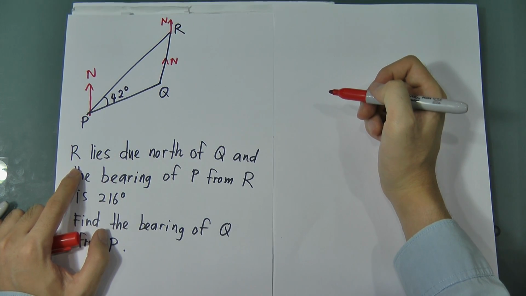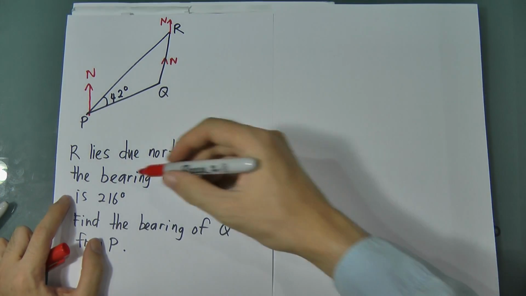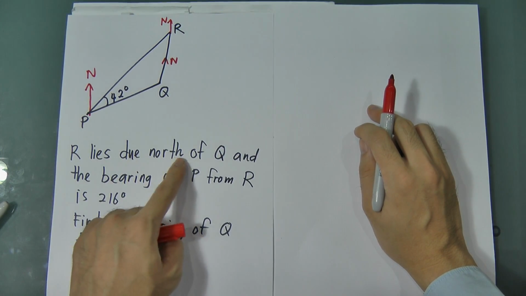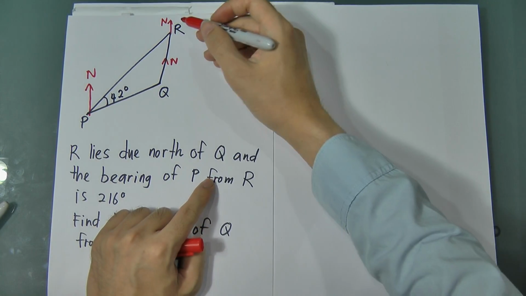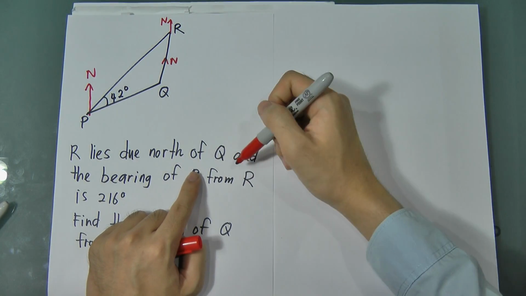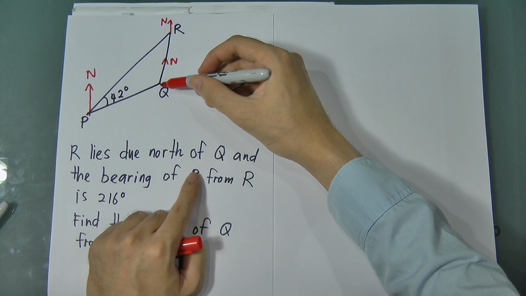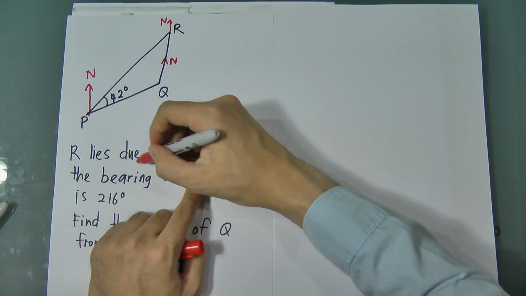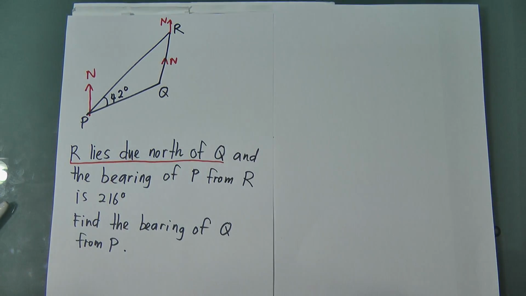If you can understand this one, this is the meaning of R lies due north of Q. The position of R is located due north of Q. So from Q, you go north, that is R. This is the meaning of the first sentence. Very important, because in order to solve bearings, you must be able to find north. If you couldn't find north, you couldn't solve.